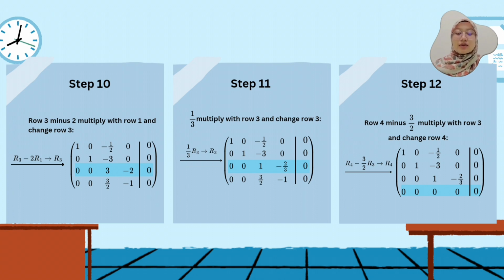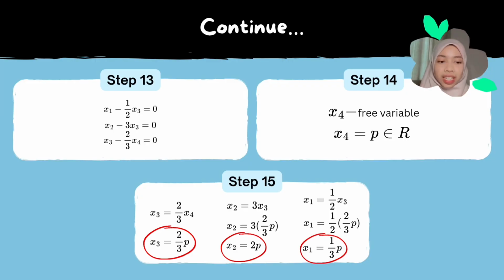For step 10, row 3 minus 2 times row 1 and change row 3. For step 11, multiply row 3 by 1 over 3 and change row 3. For step 12, row 4 minus 3 over 2 times row 3 and change row 4. By using the Gaussian elimination method, we got x1 minus 1 over 2 x3 equals 0, x2 minus 3 x3 equals 0, and the last one is x3 minus 2 over 3 x4 equals 0.